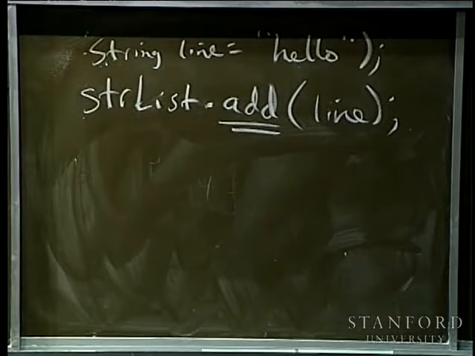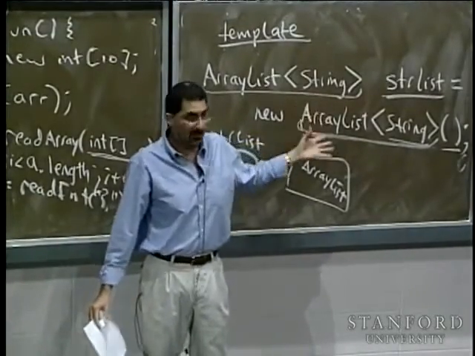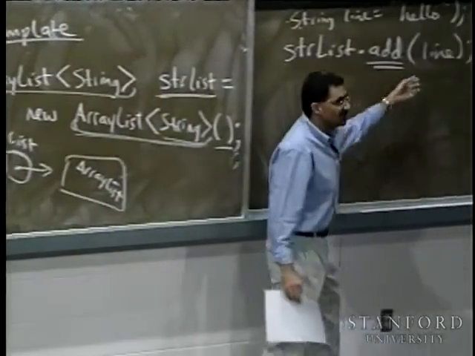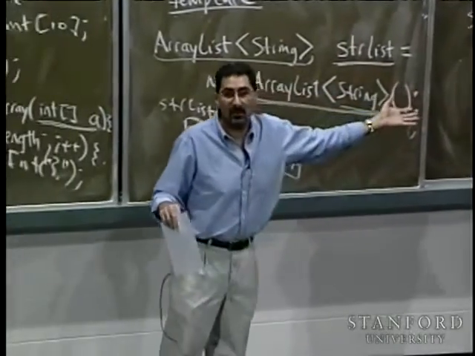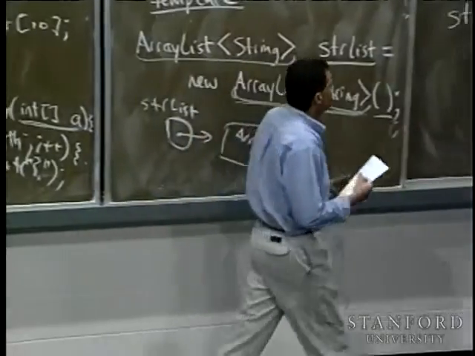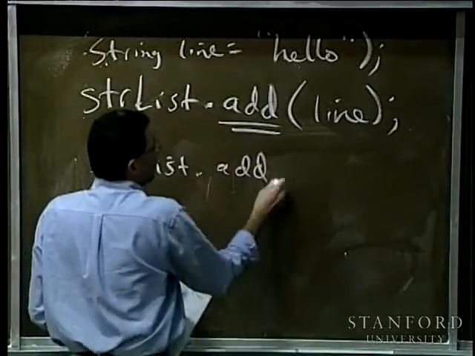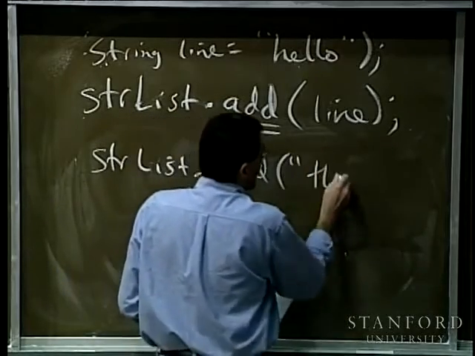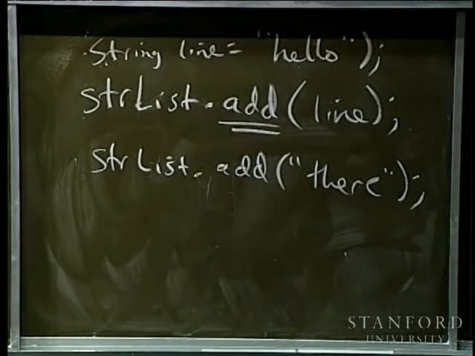So if I want to add a whole bunch of things to some str list, I start off by creating a str list which is empty. So when I do this, I get an array list which is empty called str list. And as soon as I do this add, whoosh, it grows to size 1, and it now has the line hello as the first element. If I were to do another add, like say str list dot add, and maybe I say there as another string, whoosh, it now grows to size 2, and there is the second element. So add adds, it appends to the end and grows the size by 1.